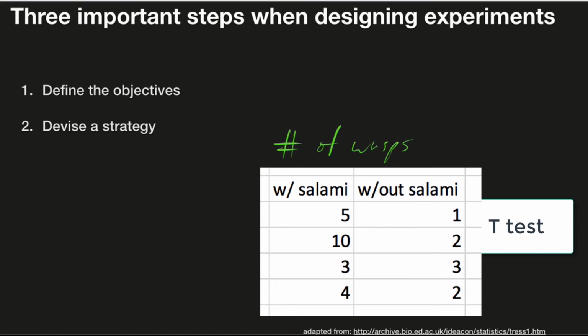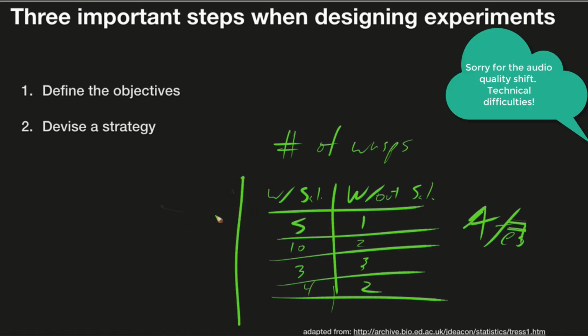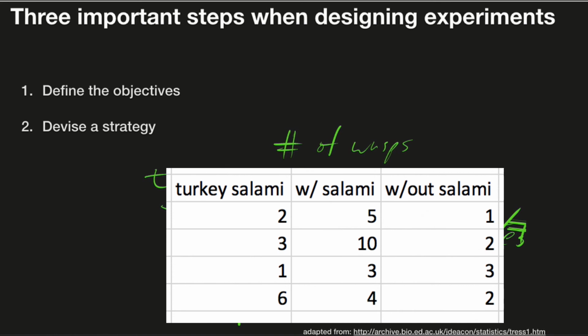What if I decided to go a step further, and I was like, I might also be interested in whether turkey salami had an impact. And so now I've got three groups. And so now I'm looking at something like an ANOVA. And so it's important to think about all the different things you're going to measure before you do your study, because this informs me what kind of statistical test I'll be doing.